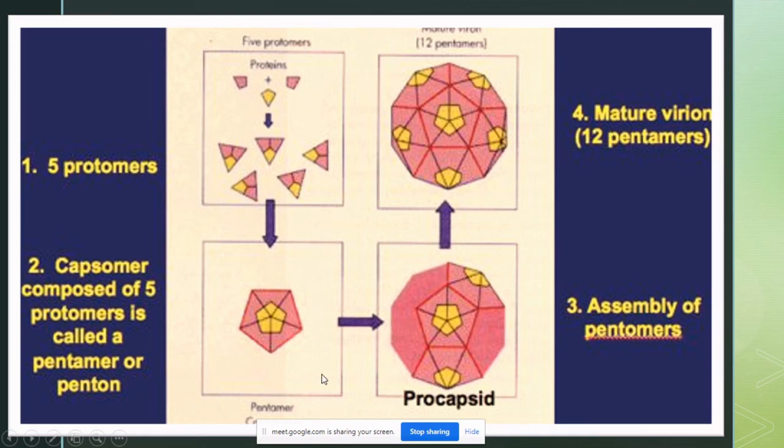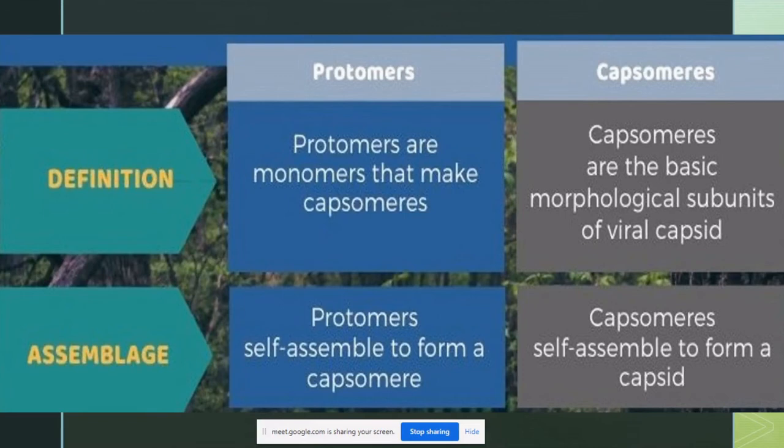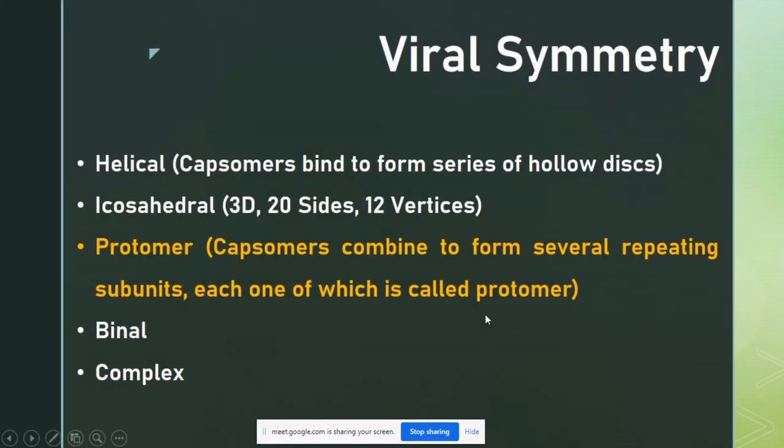Like this, different viruses will have different structures. There could be 5 protomers, there could be 3, there could be 6 protomers. It all depends upon virus to virus. This is a very important difference that everybody should know, the difference between protomers and capsomers. Protomers are monomers that make capsomers, and protomers self-assemble to form a capsomer. Whereas capsomers are the basic morphological subunit. This is a very important term, morphological. They also self-assemble to form capsid of the virus. I hope this concept is clear, capsomer and protomer. If not, at the end we will revise.